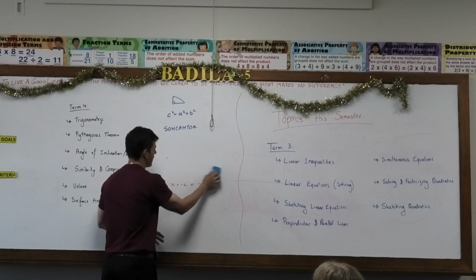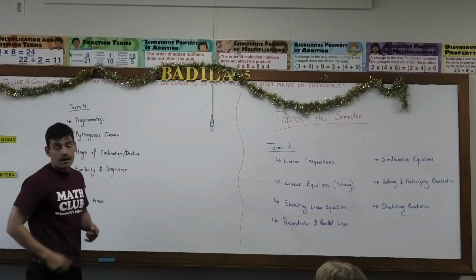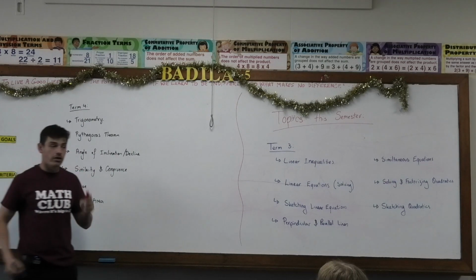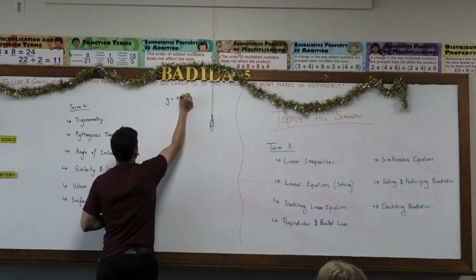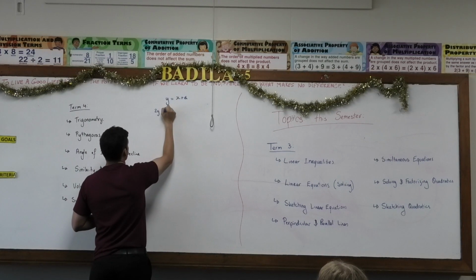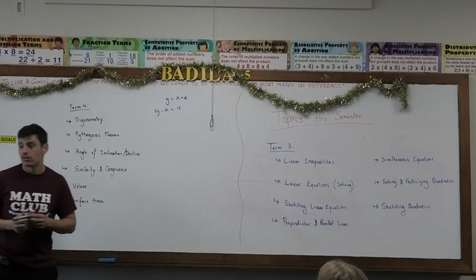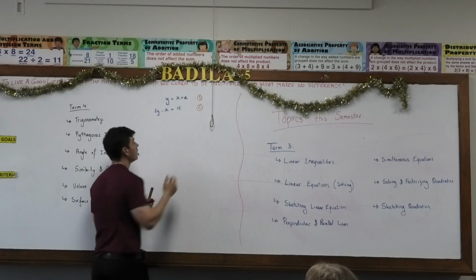In both scenarios, how many equations do I need? I need at least two equations, correct? How many unknowns do I need? I need two unknowns to use simultaneous equations. So I might have y equals x plus 6 and I've got 2y minus x equals 15. What do I do? In this scenario, I've got equation 1 and equation 2.